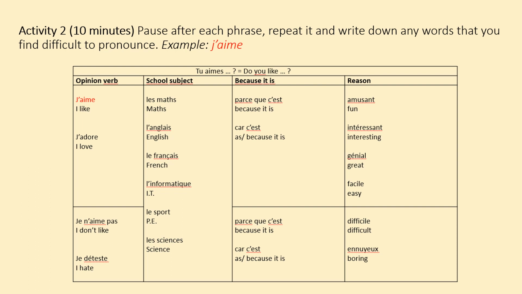Now I'm going to say each of the phrases individually. After each phrase, pause the recording, repeat it out loud, and then if you find it difficult to pronounce or think you're going to forget how to pronounce it, write it down in your book. For example, if you think you're going to find it difficult to pronounce j'aime because of the way it's spelt and it looks different, then write j'aime down in your book. Okay. J'aime. So pause now, repeat after me, and write it down if you find it difficult.